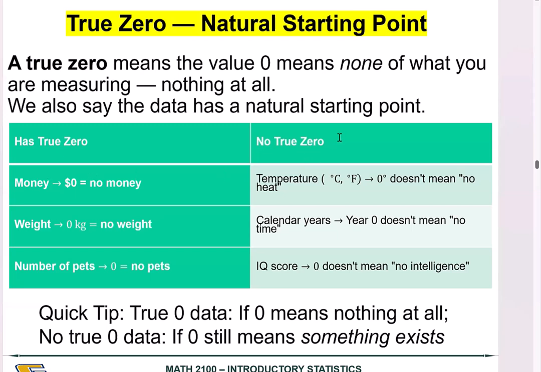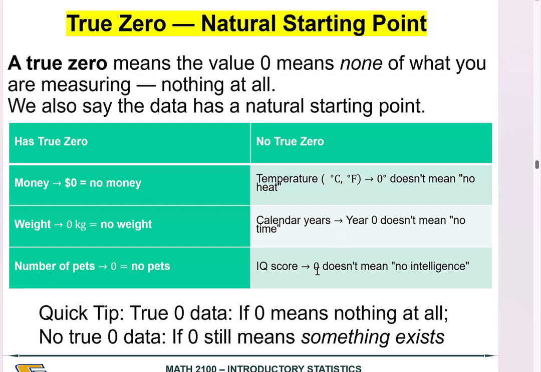In the no true zero data, for example, we talk about temperature, right? Celsius or Fahrenheit. 0 Celsius doesn't mean there's no temperature, no heat. It's just a mark, which means where water turns from liquid to ice. The year 0 doesn't mean no time, no year. It's a mark, right? We are in 2025, which means we are 2025 years after the mark 0.